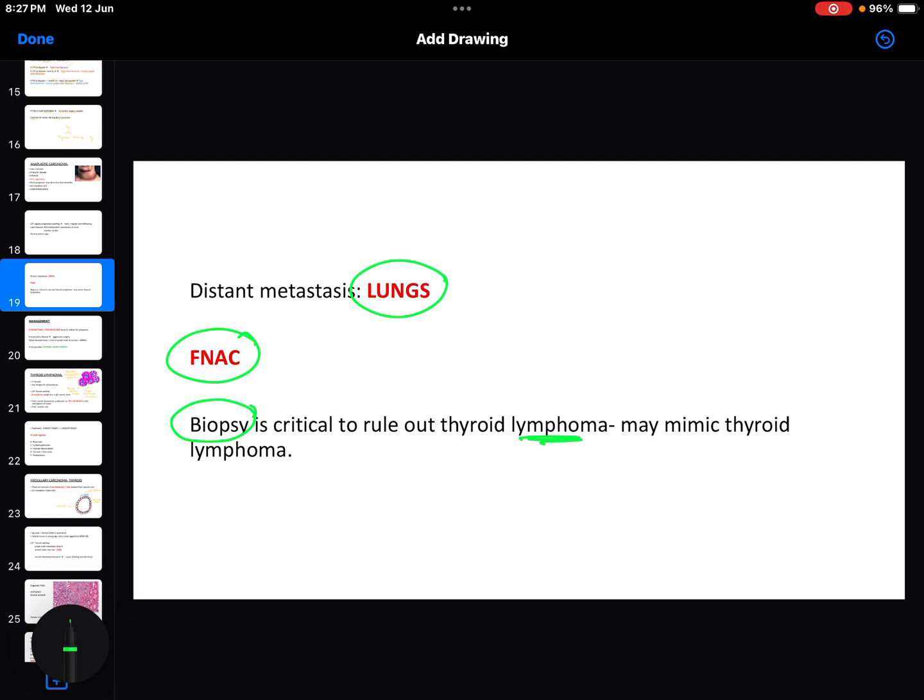True cut biopsy is indicated in 3 places. Whenever this anaplastic thyroid carcinoma FNAC is inconclusive, or else in case of lymphoma, or else in Riedel's thyroiditis, we are going to do a true cut biopsy. Otherwise FNAC is diagnostic.